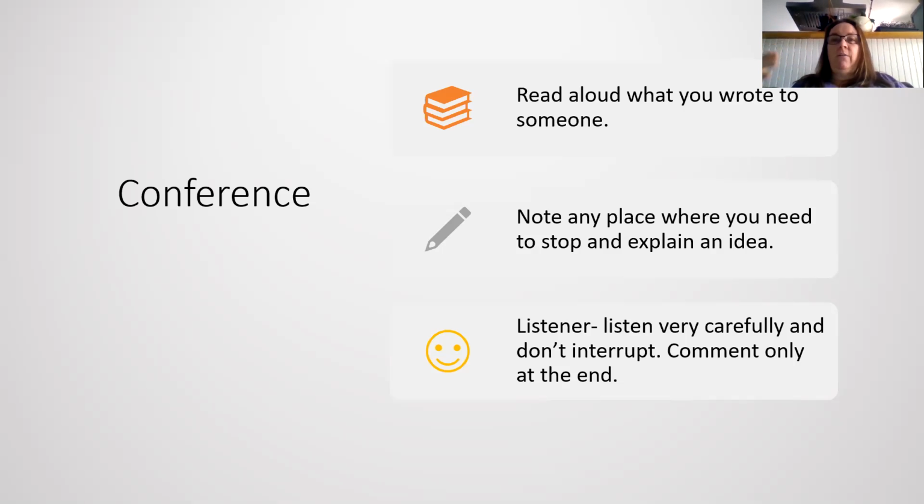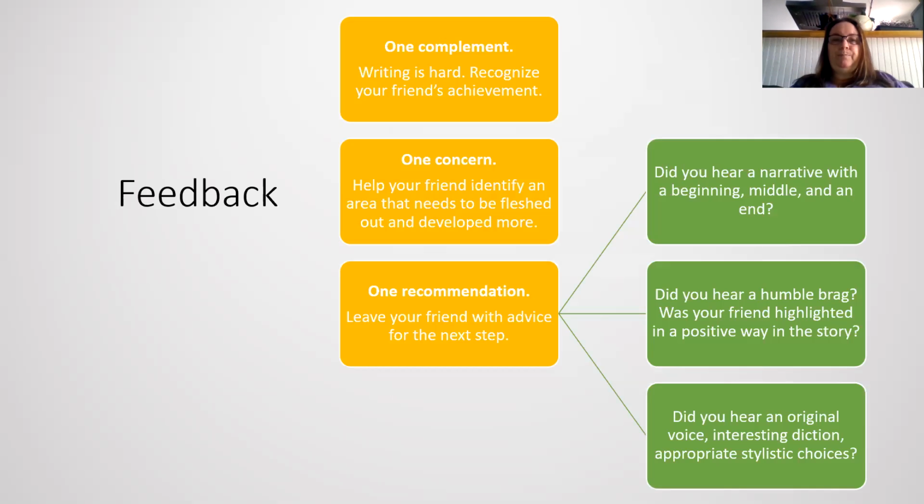So this is a great way, if you read aloud your essay, to figure out who your audience is and write enough information so that they understand what you're trying to say. And if you're the listener, listen very carefully and don't interrupt. Just let the person read the whole essay from beginning, middle to the end, and then only comment at the end, because you want them to articulate something first, and you don't want them to lose their train of thought.